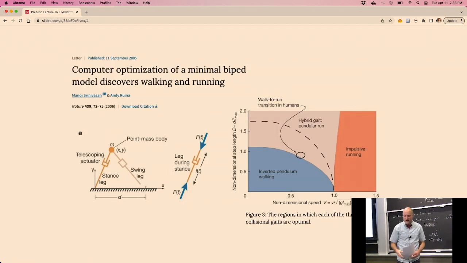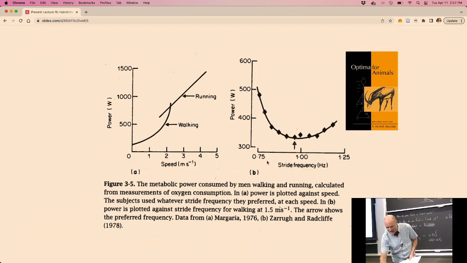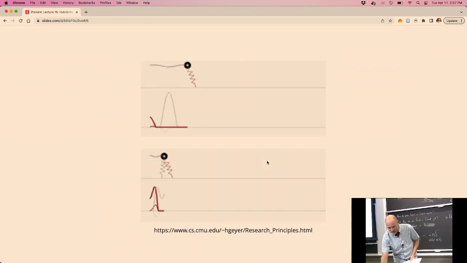People have done this sort of study of walking and running using simple models, even the simple compass gait. There's a class of models that Manoj and Andy studied using telescoping actuators in the legs. There are similar models that have springs in the legs. They studied the natural energetic cost of walking and running and tried to make predictions about where and why people would walk at different regimes, and they matched McMahon's studies in a nice way.